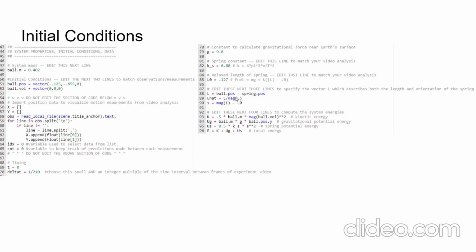For L hat, we just took L divided by the magnitude of L. And for s, we took the magnitude of L minus L naught. For our kinetic energy, we have 0.5 times the mass of the ball times the magnitude of the velocity of the ball squared. For the potential energy of gravity, mass of the ball times gravity times the position of the ball in the y-axis. And the spring potential energy is 0.5 times the spring constant times s squared. And we also have total energy, which is just all the energies added up together.